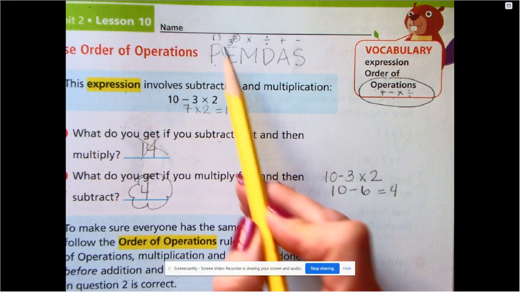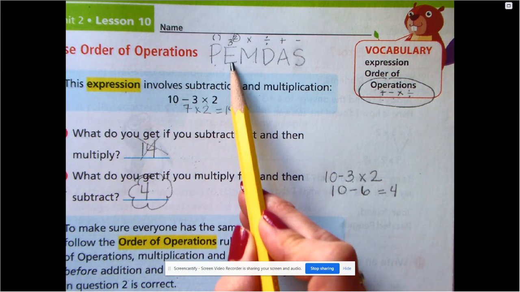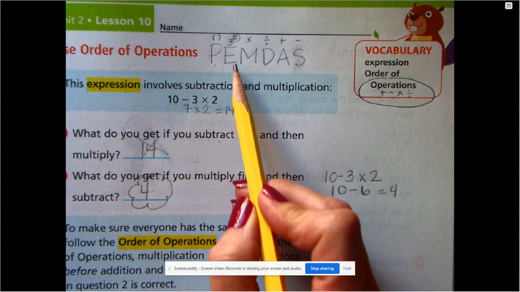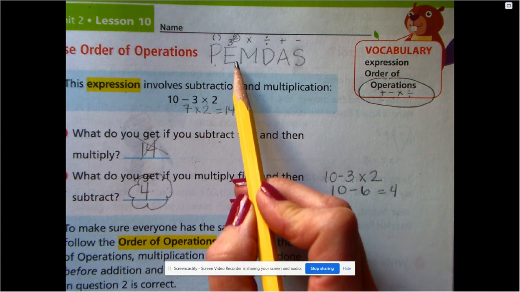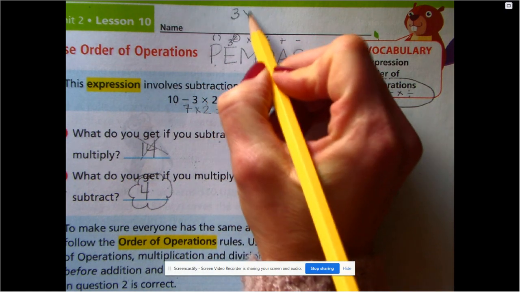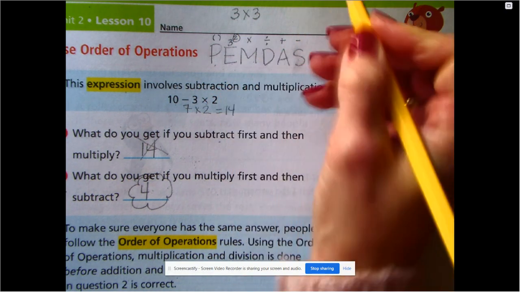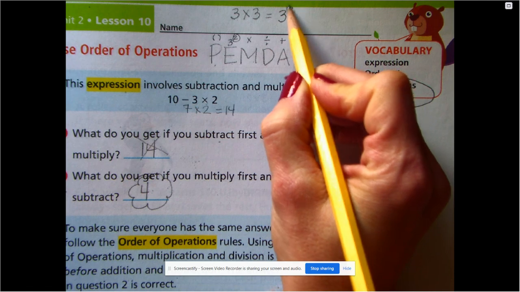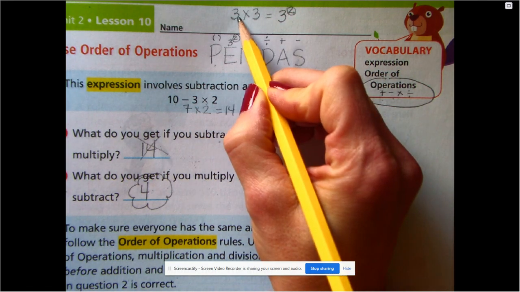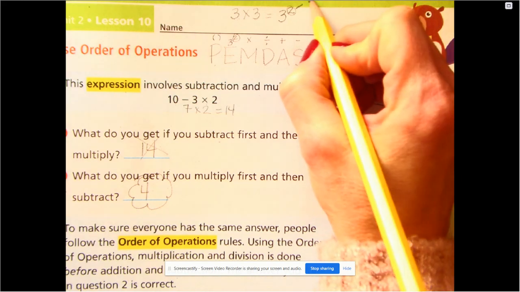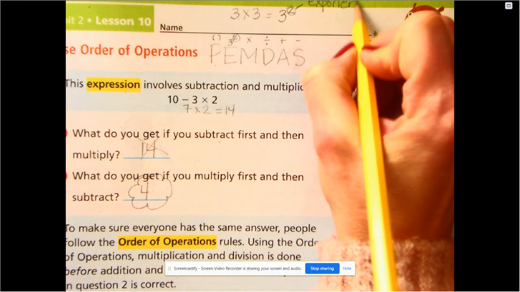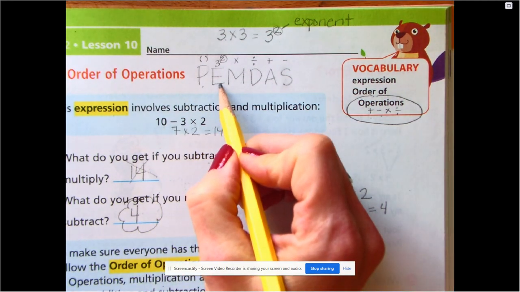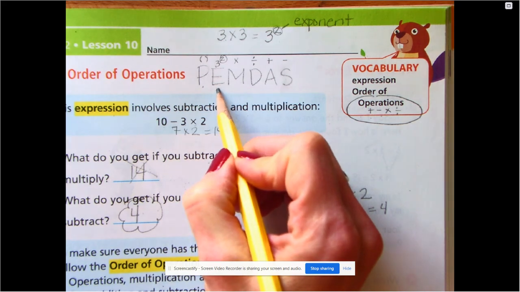The P stands for parentheses. The E stands for exponent. We will not use exponents in third grade, but do you remember when I told you we were working on square numbers and I said 3 times 3 because it's the same factor? We could really write it as 3 squared, right? That means to do it 2 times. 1, 2. This little thing is called an exponent. And you'll do more of that in 4th grade, okay? But I want you to know what the E stands for. In 3rd grade, we won't use that.